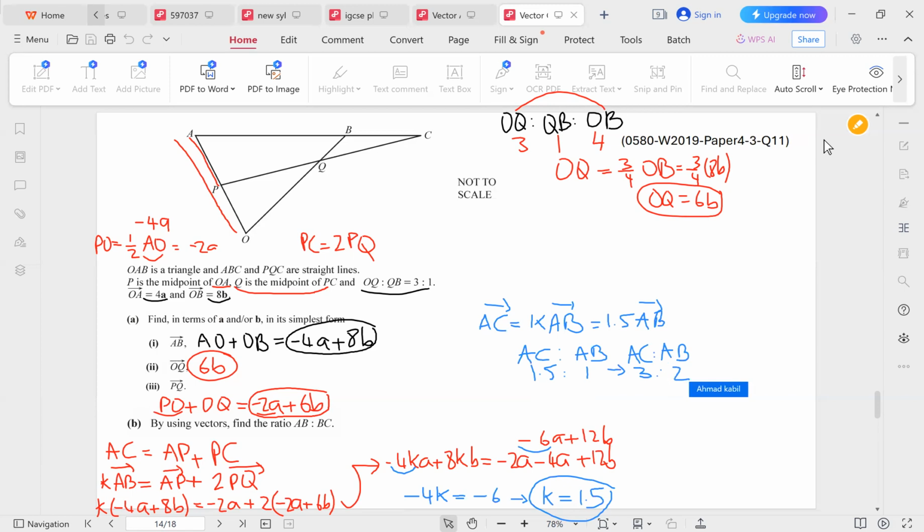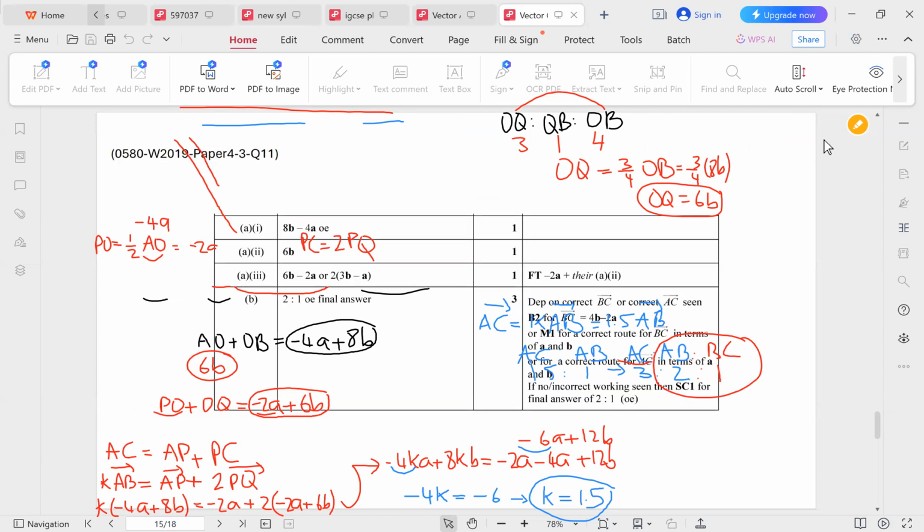Now we want AB to BC. So remember, these are two segments. So we have this segment and this segment here. And the total is AC. So now all you have to do is just add BC here. And we remember that the big one is AC. This is the total. So this would just be 2 to 1. And that here would be the final answer. So for I, we have negative 4A plus 8B, which is correct. For double I, we have 6B. For triple I, we have negative 2A plus 6B. And finally, we have 2 to 1 for question B.